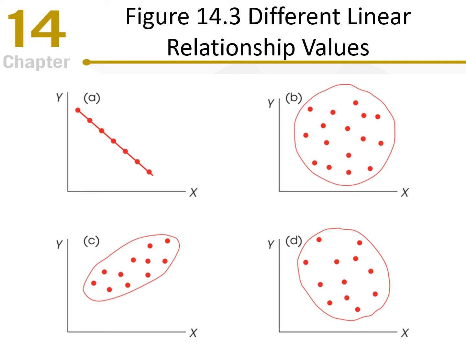Here's a bunch of different correlations. As you see in figure A, you have a negative correlation, and this would actually be a perfect negative correlation because all the dots fit on a straight line. That means there's no variability at all. When a straight line perfectly fits all your data points, you have a perfect correlation. Now, you cannot get this in real life unless you're measuring something very arbitrary.